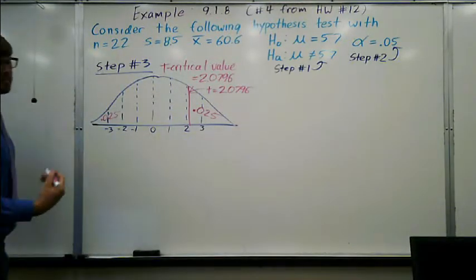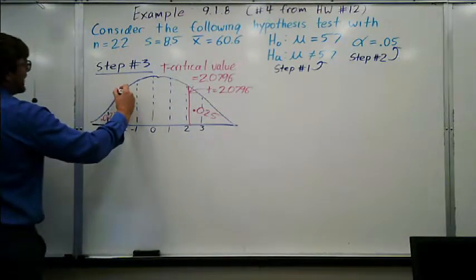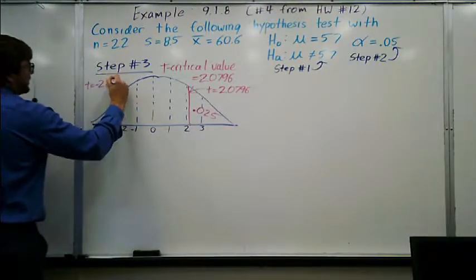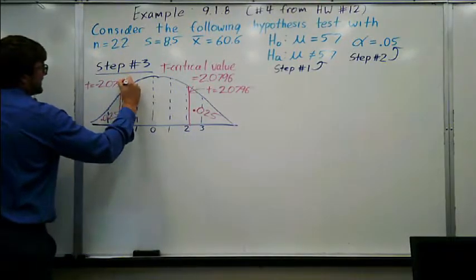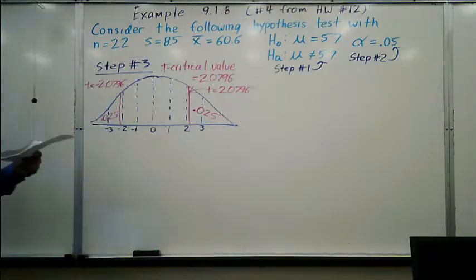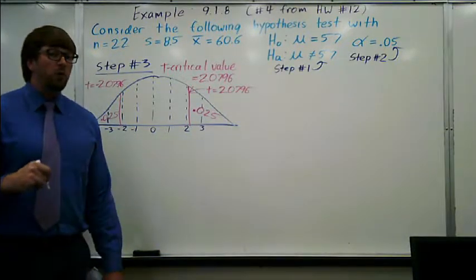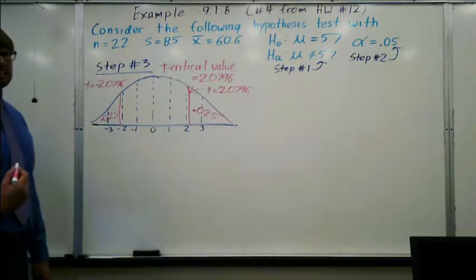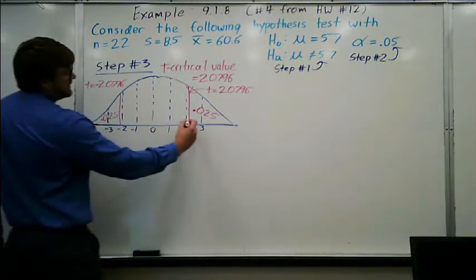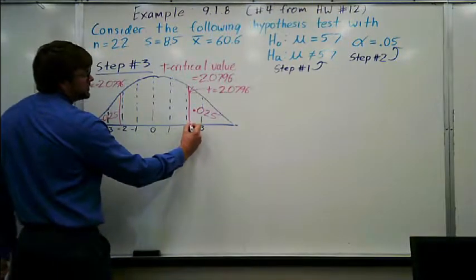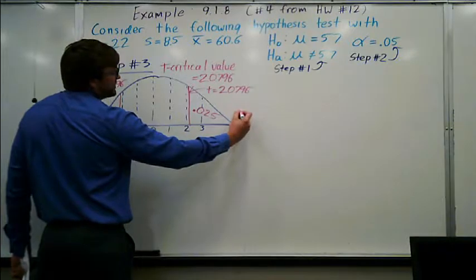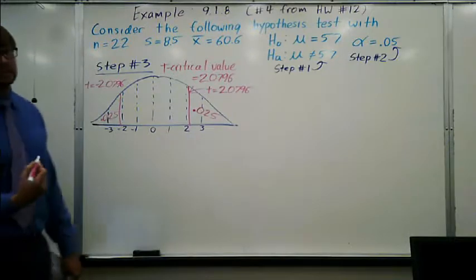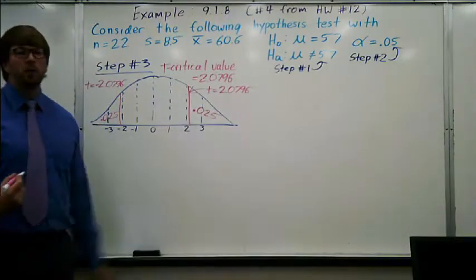And then also you're going to have a t-critical value at negative 2.0796. And once again, that helps you identify what the rejection region is. So you're going to reject the null hypothesis and accept the alternative, basically, if you get a t-test statistic that's more extreme than 2.0796 or more extreme than negative 2.0796. And more extreme again just means farther away from the mean.